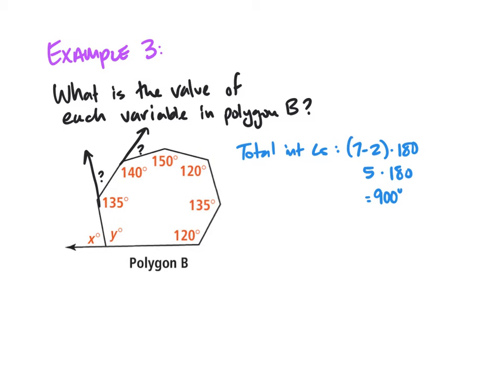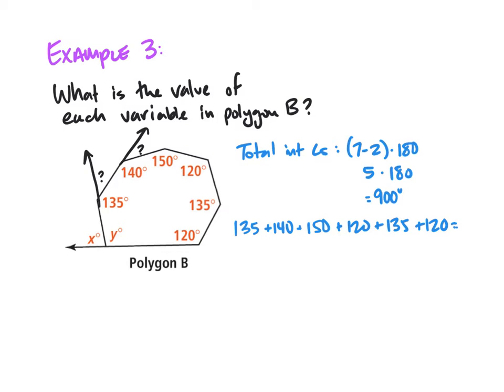So I know that all 7 of these should add up to 900. Now if I can just figure out what I have with these 6, I can figure out what that total is, figure out how much I'm missing to get to 900, and that missing number of degrees must be my angle y here. So the next thing I'm going to do is take 135 plus 140 plus 150 plus 120 plus 135 plus another 120, and figure out what that is equal to.